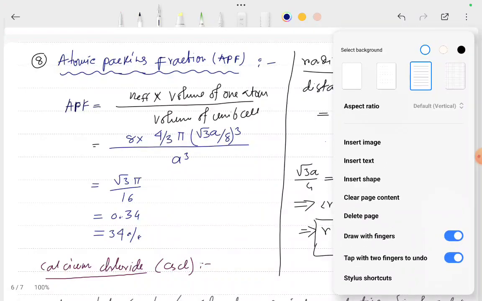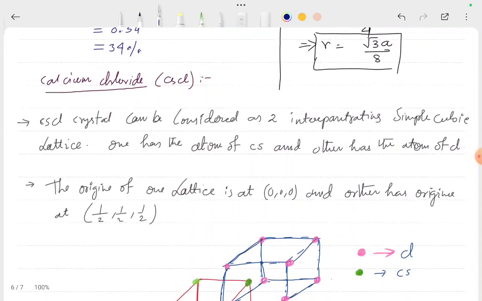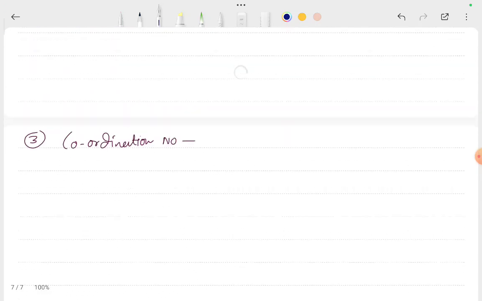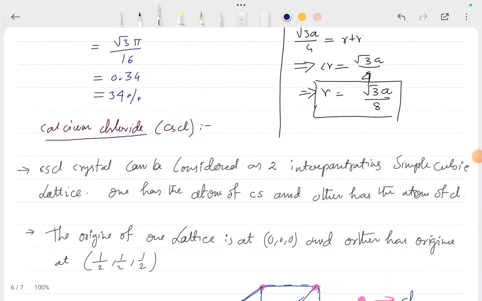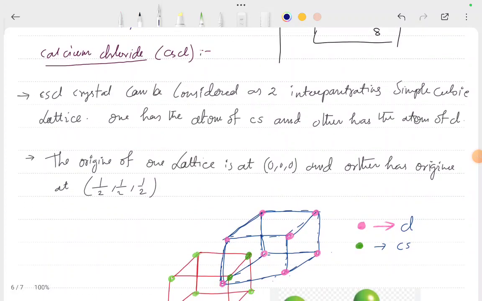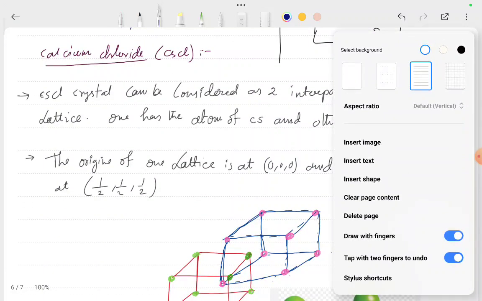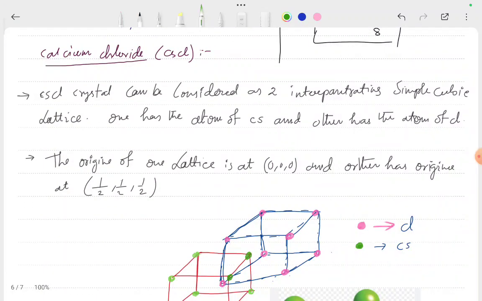Next, we go to the cesium chloride structures. Next we go to the cesium chloride structures. Yeah, this is the structure of cesium chloride.